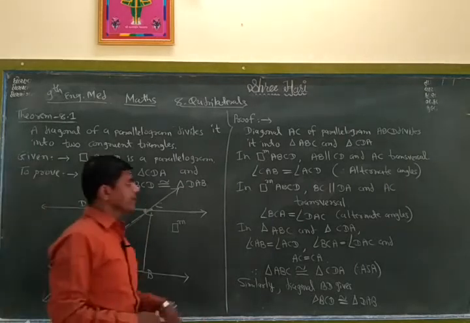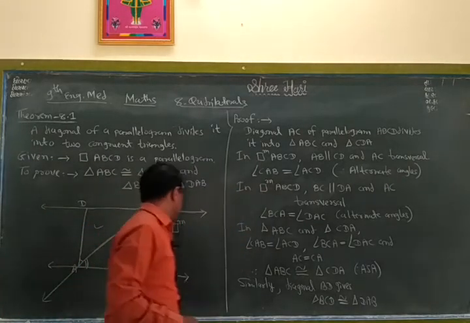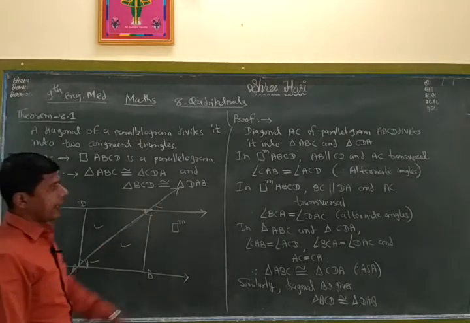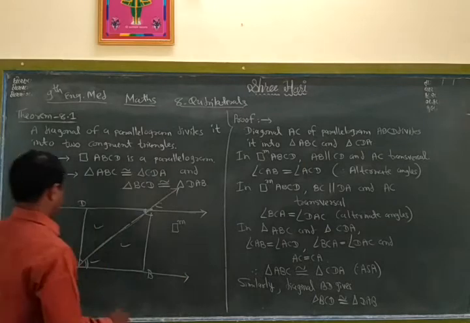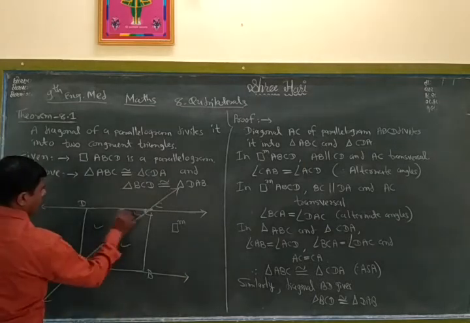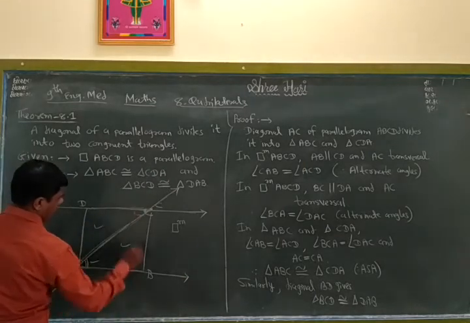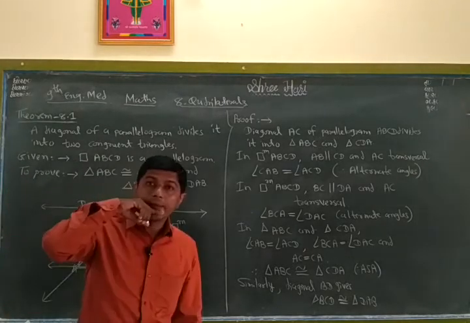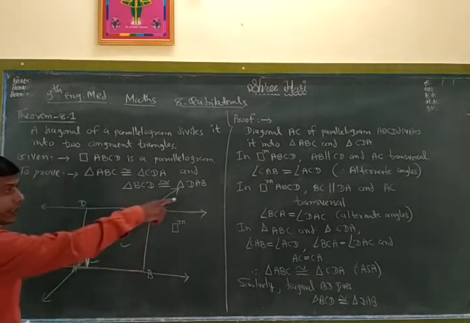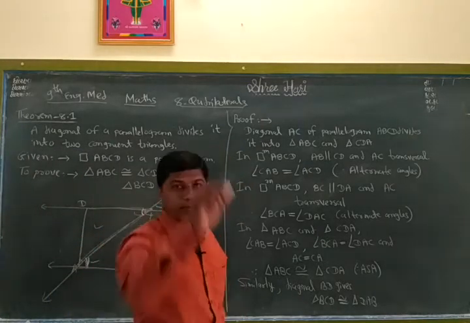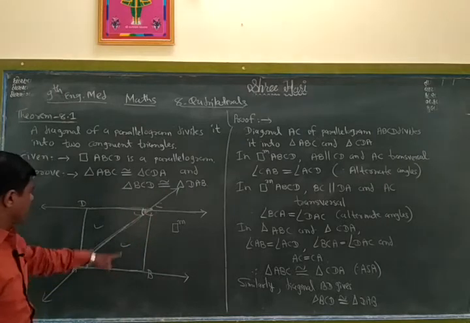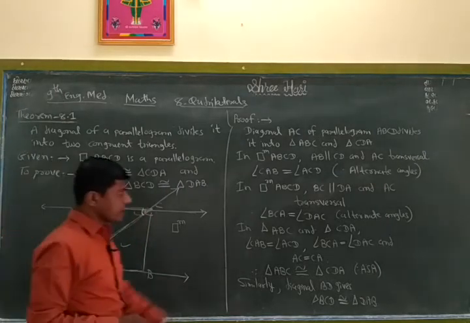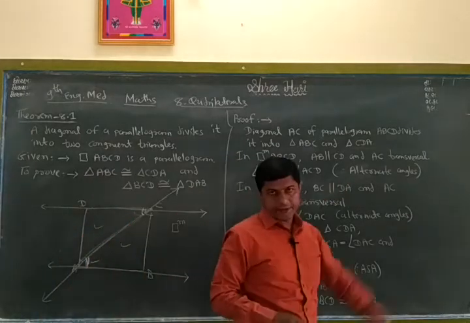So what happened? Angle CAB and angle ACD are congruent. Why? Because these are alternate angles. Alternate angles means Z shape. This Z shape is the alternate angle, so both are congruent. So we write alternate angles.